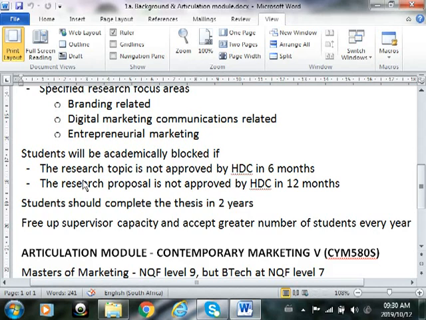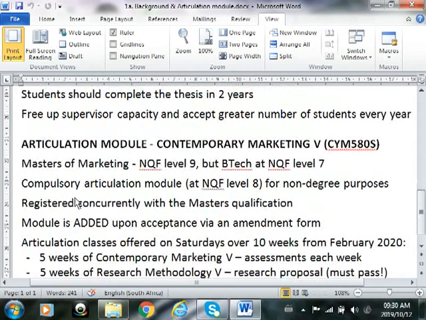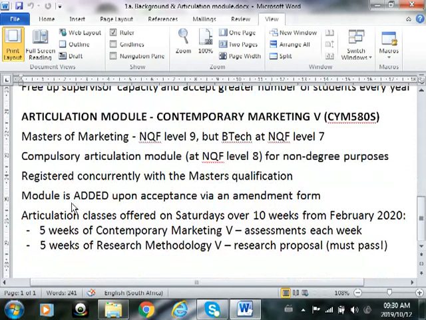Okay, and that is where we want to go. And in this way, we'll free up capacity and be able to take a greater number of students every year. Okay, so that's where we're moving to. I just wanted to add this little section just to speak about the gap.